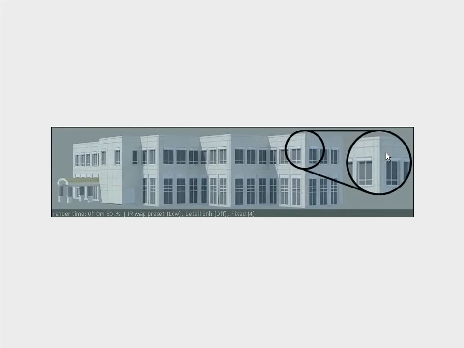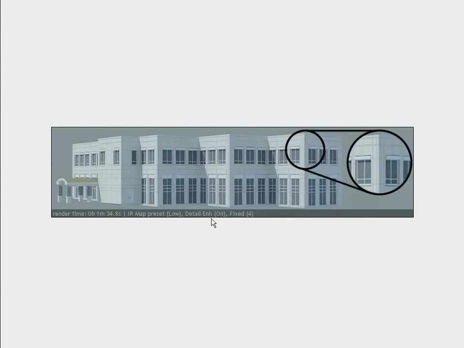And now if I choose the detail enhancement option under the irradiance map and render it again, my render time increases again, but you can now see some improvement using the detail enhancement that you couldn't before. And now this image sampling increase brings out this detail enhancement.